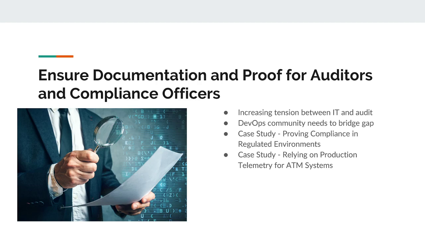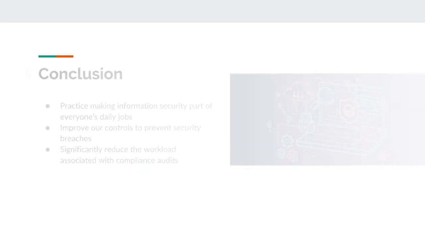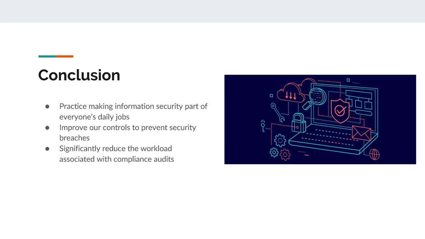So then on to the conclusion for this chapter. We talked about the integration of security objectives into the daily work of everyone in the value stream. This will significantly improve the effectiveness of our controls, which will allow us to better prevent security breaches, as well as recover more quickly from them when they do happen. And along with this, we really reduce the work associated with preparing and passing compliance audits.